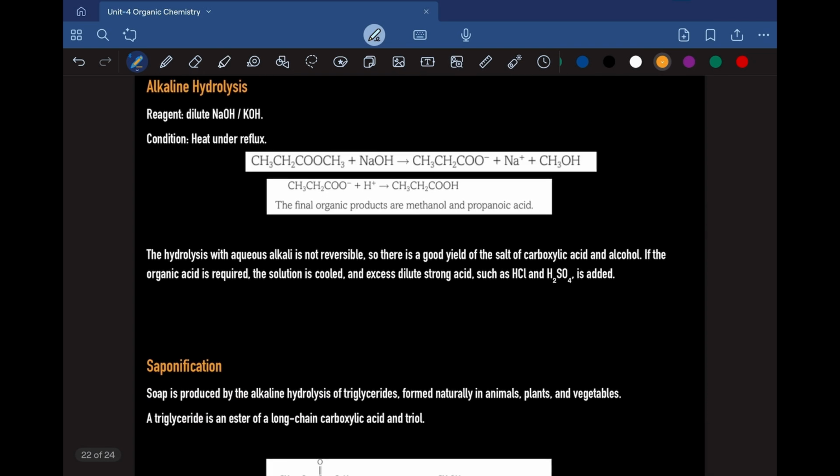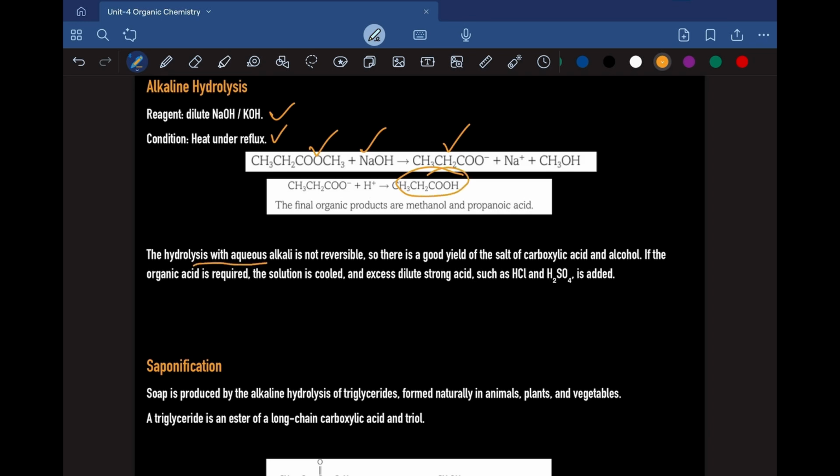Now moving forward to the alkaline hydrolysis, the reagent required is sodium hydroxide or potassium hydroxide and the condition will be heat under reflux. So here you will react the ester with sodium hydroxide and it will form a salt of carboxylic acid. To get the final organic product, we will have to react it with an acid to get the final carboxylic acid.